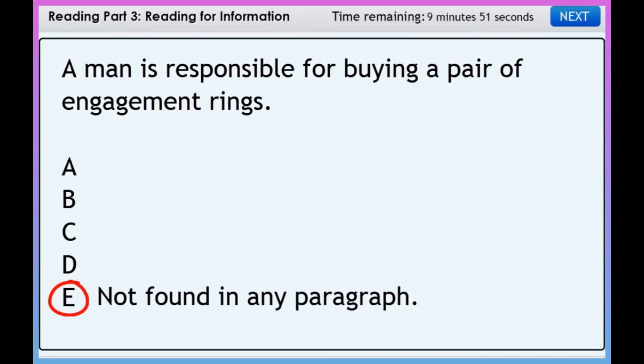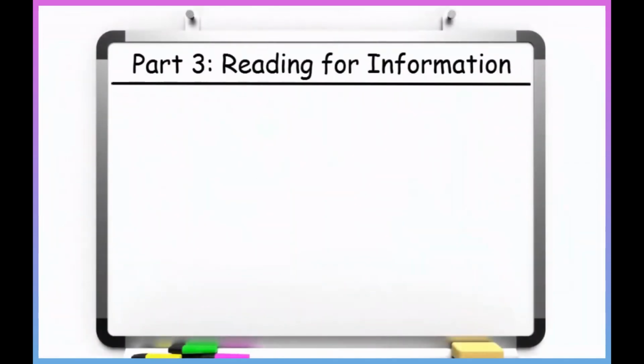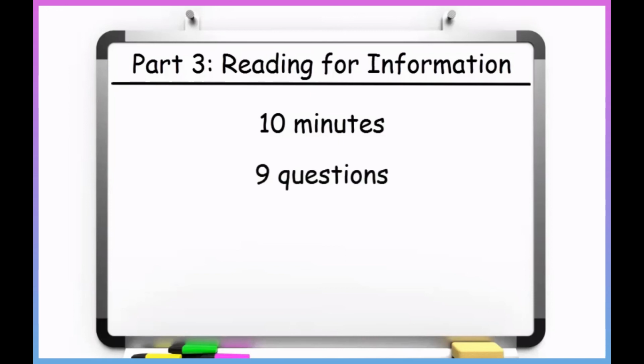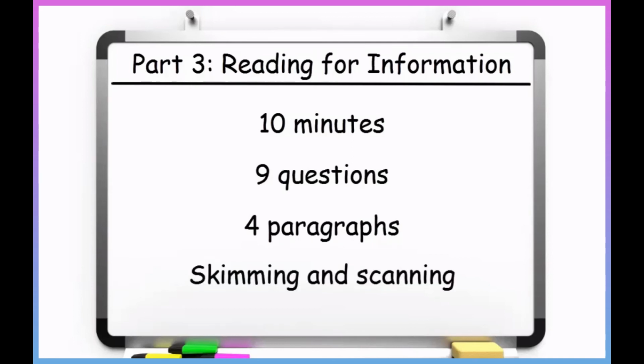You'll never know which statements can be found in the text and which cannot. So don't spend too long on any one question. The answers may not even be found in the text. In this video, we discussed a number of strategies that can prove very useful for reading part 3. Regardless of the topic of this part, there are some things that will always be the same. The time will be 10 minutes, you'll have 9 questions to answer, and the text will be split into 4 paragraphs. And remember that skimming and scanning are especially useful in this part. In the next video, we'll discuss some specific strategies for reading part 4, reading for viewpoints.